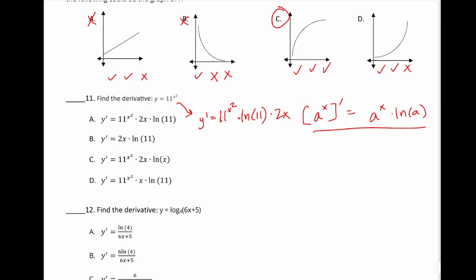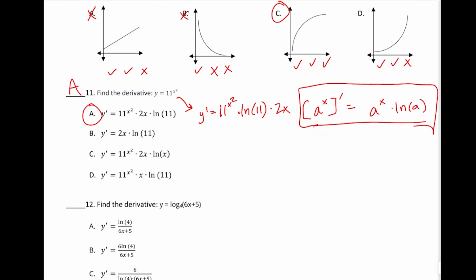The order here is different, but that's okay because multiplication is commutative, which means that the order doesn't matter. In other words, like 2 times 3 is the same as 3 times 2. So this says 2x times natural log of 11. I wrote natural log of 11 times 2x. It doesn't really matter which way it goes.